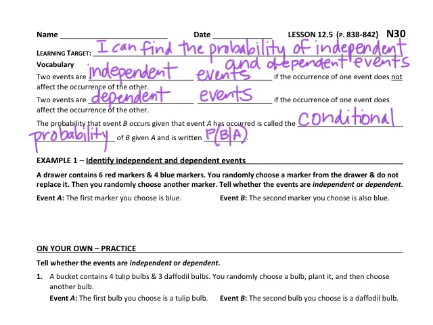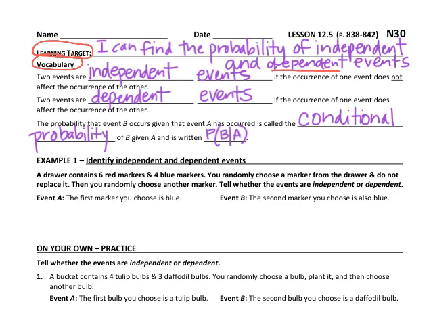This video is for lesson 12.5 and it is the final probability lesson in this unit. So let's go ahead and take a look at the vocabulary. I hope you're using a pencil, and also I hope that you're writing in the learning target. I can find the probability of independent and dependent events.